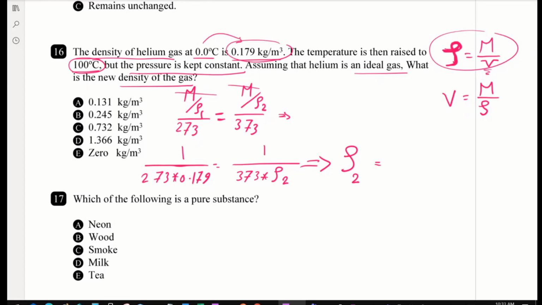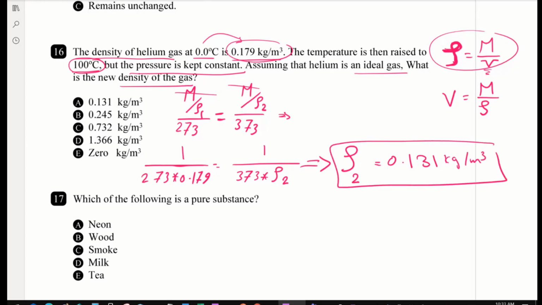It will be the number divided by rho 2 by 373. What is it at the end? Doctor, 273, we should multiply it by rho 2. 0.131. Okay, that's right. What's the question?